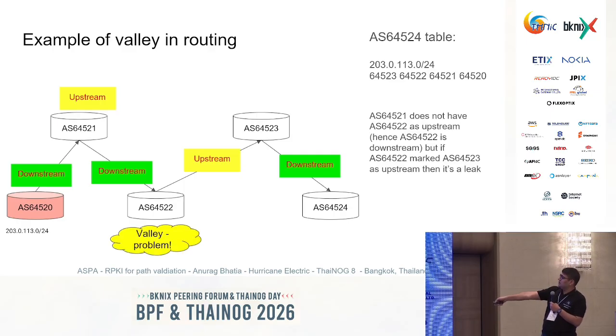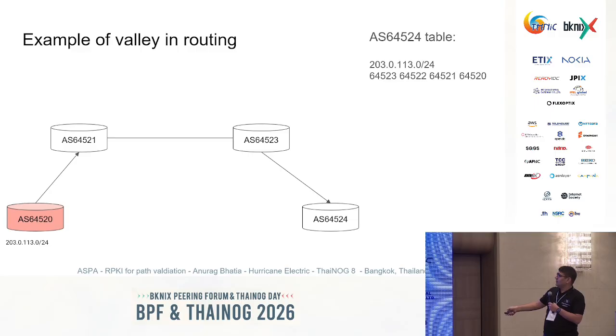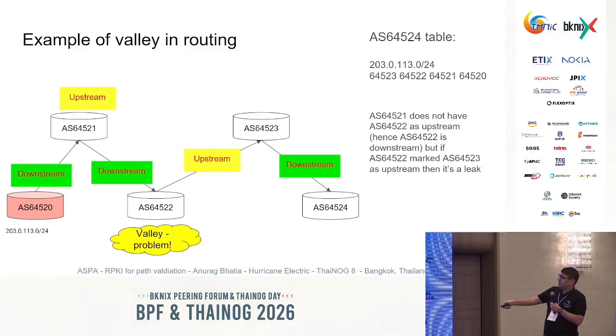So on the top, you'll see from 24's point of view, it would learn the route from each of them, 23, 22, 21, 20, and so on. This is clearly a leak. If the ASPA record exists, it will drop it. You can clearly see it is forming a valley between 21, 22, and 23. So if everyone has created an object, they would be able to detect it and drop it on the AS64524, the last one on the rightmost side.